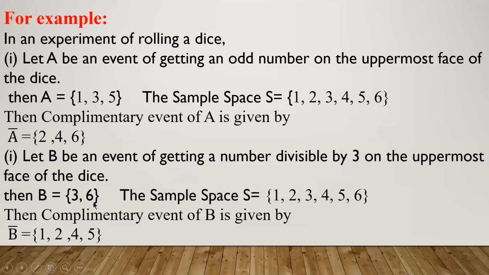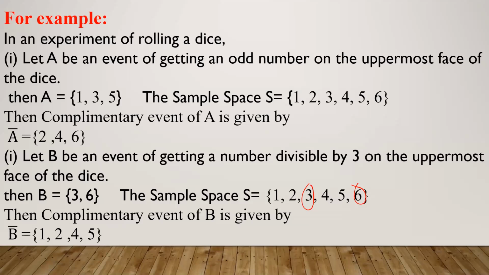Now I want to write down the complement of B. Very simple. What do you have to do? Whatever is not in B will go in its complement. So what is not in B? Leave out 3 and 6, those are in B. So what is left? 1, 2, 4 and 5. So that will be in the complement. I hope you have understood.